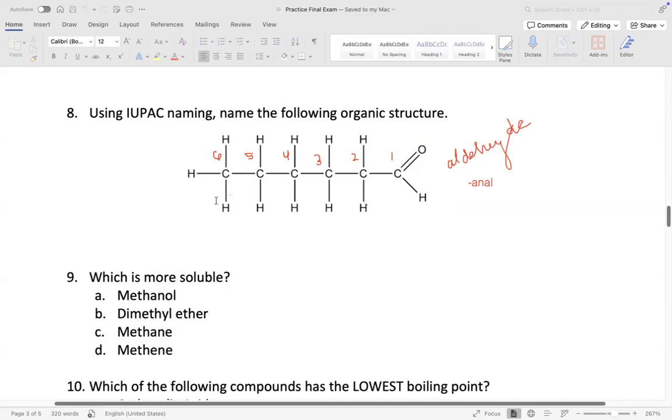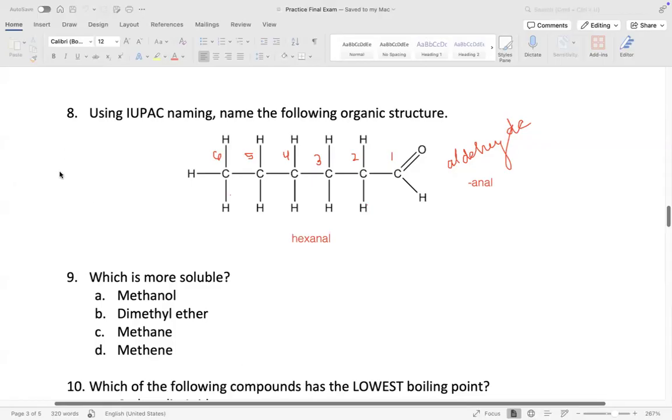These hydrogens look like there might be branches, but remember, branches have to have a carbon on them. So these are just hydrogens explicitly written out. So this molecule has no branches. So 6 is hex, and then we're ending with that functional group suffix, which is -al, and there's no branches. So the full name for this molecule is hexanal. Right?